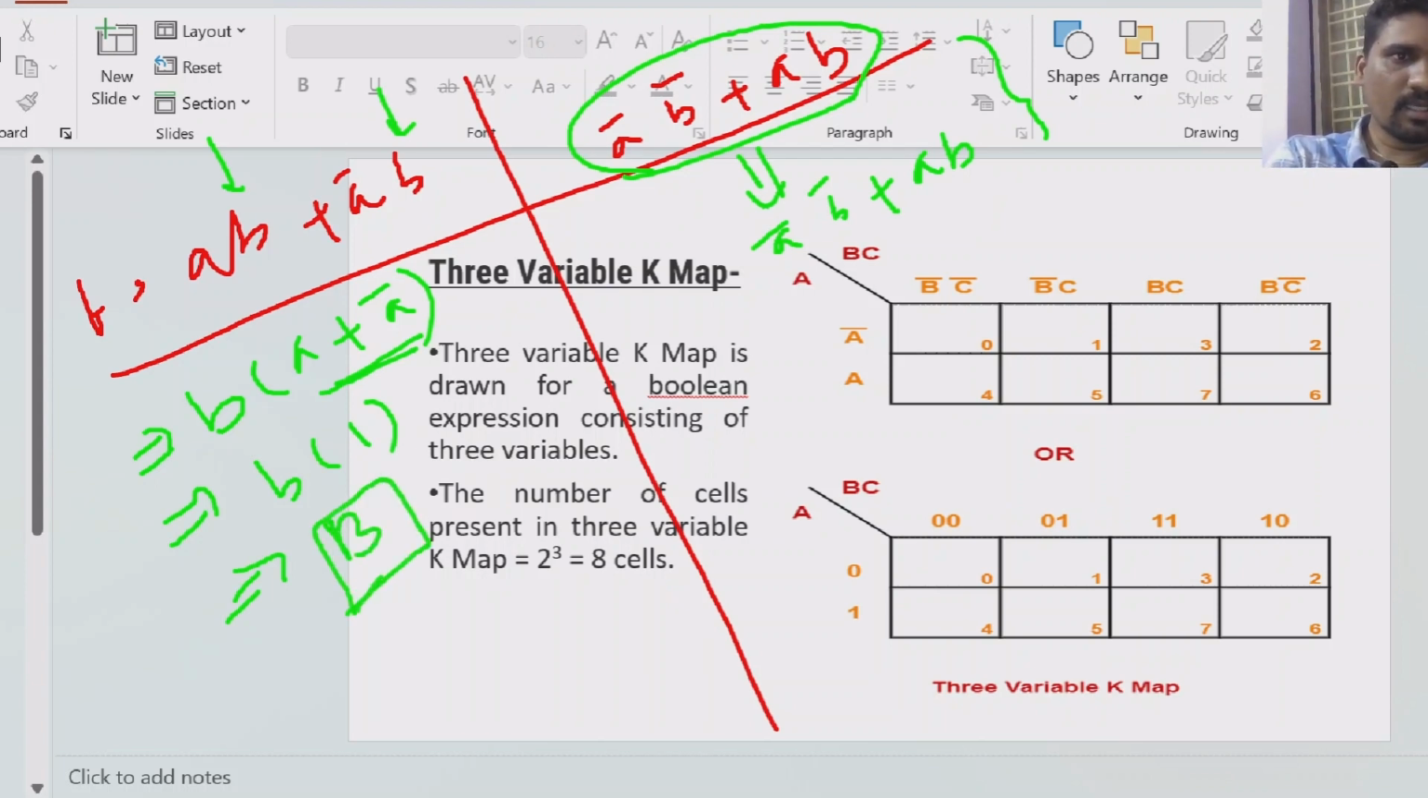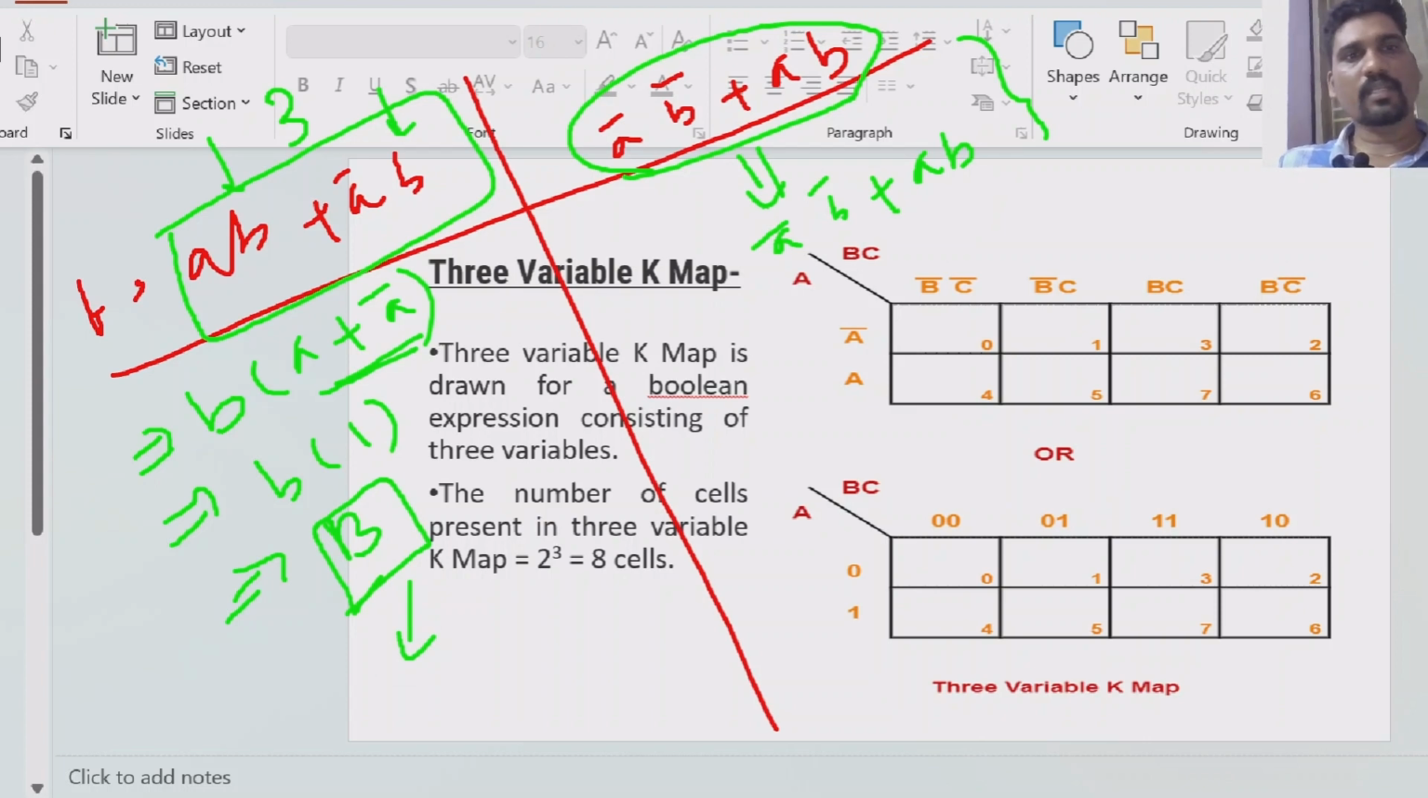So see that earlier if you want to implement this logic circuit, we required 3 logic gates. Now if you observe here, we don't require any logic gates. Means by using a connecting wire we can implement the function. That is what is called minimization.